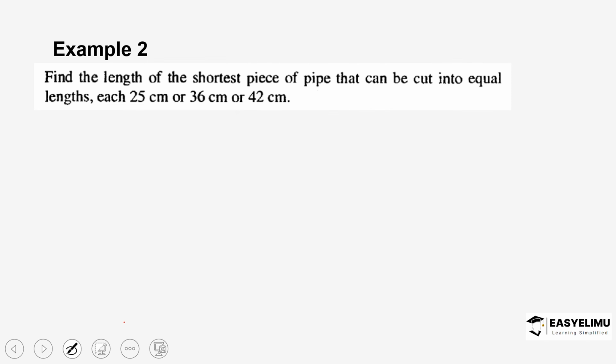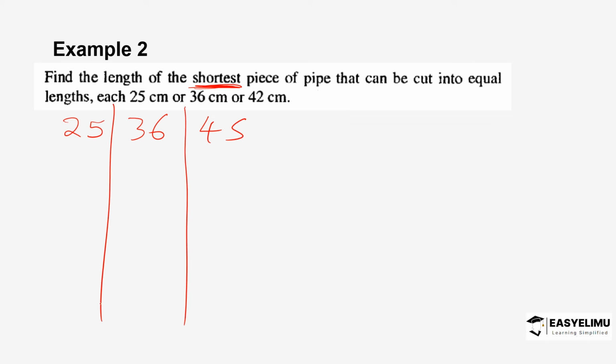Let's look at example number 2, where we're supposed to find the length of the shortest piece of pipe that can be cut into equal lengths of 25, 36, and 42 each. So again, this is just LCM. You can see the word shortest has been used. So every time you see the terms shortest, smallest, least, then you know it's a question on LCM. So I have 25, 36, and 42.